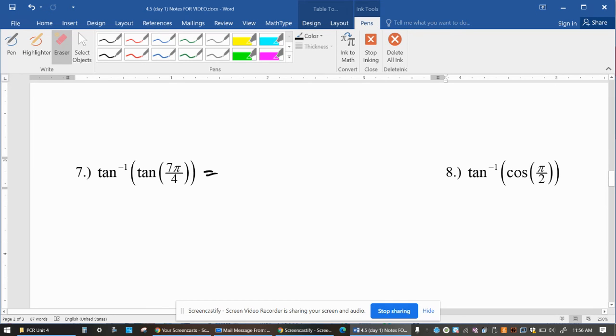Just kidding. Checking to see if you actually paused the video. Okay, so the correct answer for 7 will be -pi over 4. Okay, so the tangent of 7 pi over 4 is -1. So when you do this part, you should get -1. And then the tangent inverse of -1 is -pi over 4.